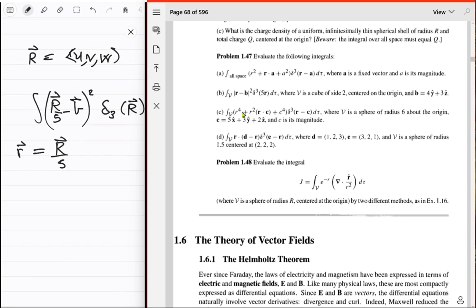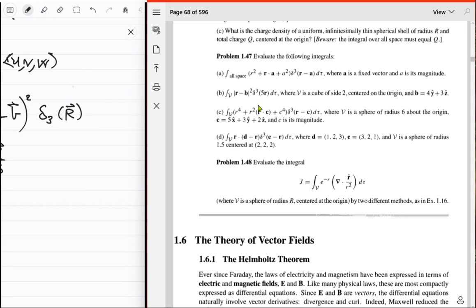Oh wait, no. U is 5x. Yeah, okay. Wait a second. I think I get what's going on. Yeah, okay, U is in fact this 5x. So fine, our dx dy dz would just be du dv dw upon 125. Cool. So that's our d tau now.